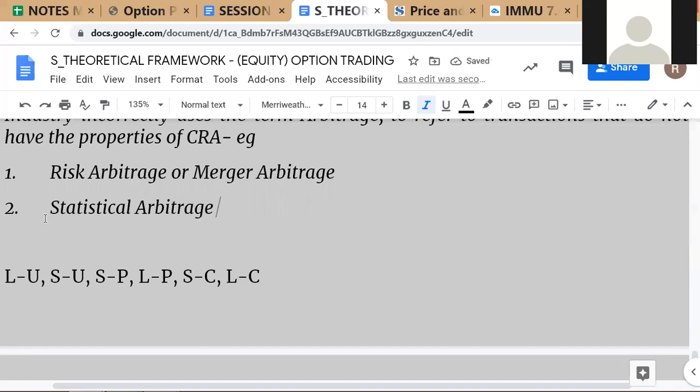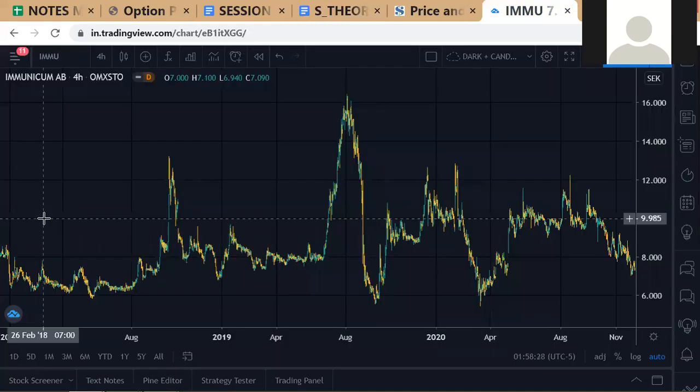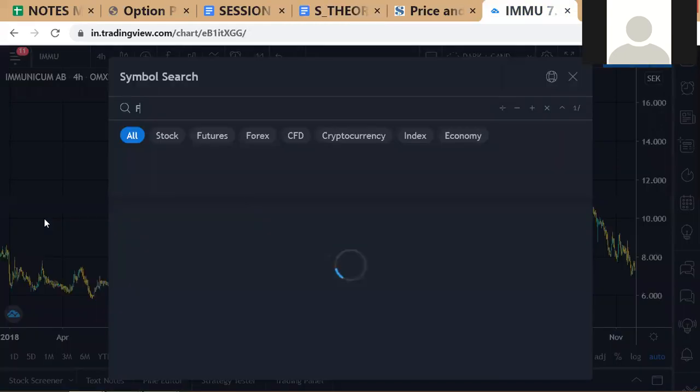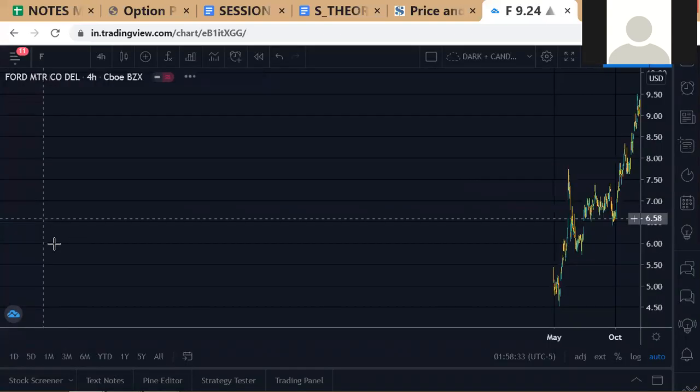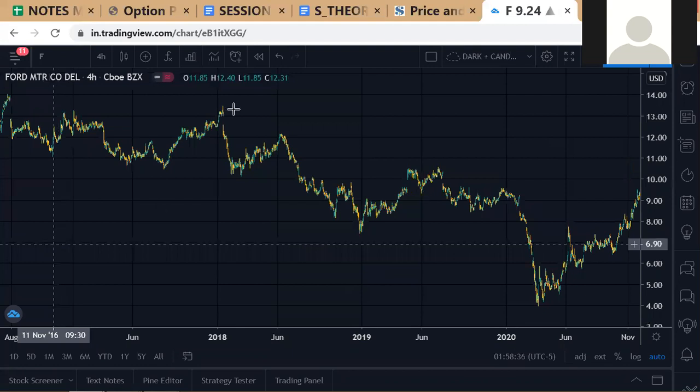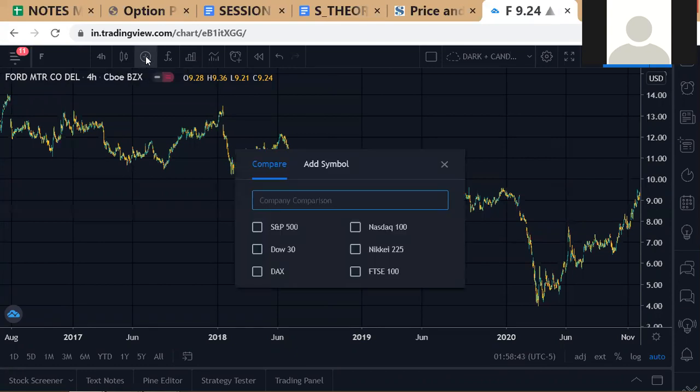It's one of the most successful hedge funds of all time, Renaissance Technologies. They use a lot of statistical arbitrage strategies, and they trade very, very short term. I'll just give you a flavor of it. So you take a company like Ford, and you say there's another company which is very similar, so we can compare it. We can add, say, General Motors.